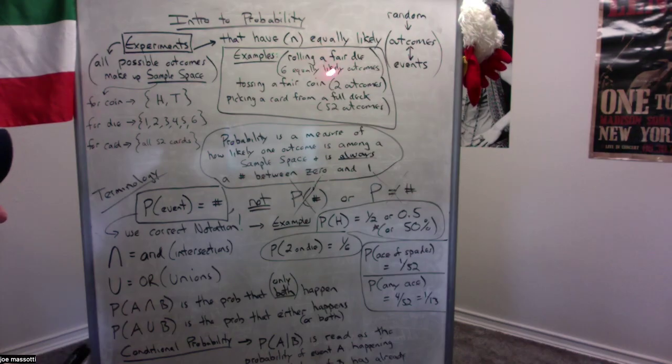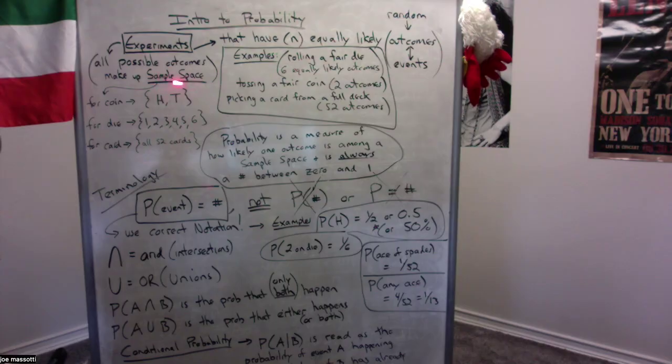Rolling a fair die is an event. Tossing a fair coin is an event. No, I'm sorry. Yes, it's an experiment, and the outcomes are the events, right? The outcome of rolling a 1, the outcome of rolling a 2, and so on. The outcome of flipping a coin and getting heads, the outcome of flipping a coin and getting tails, and similarly for picking a card. So picking a card, tossing a fair coin, rolling a fair die are examples of experiments, and the outcomes are examples of events. So again, we just have that written over here.